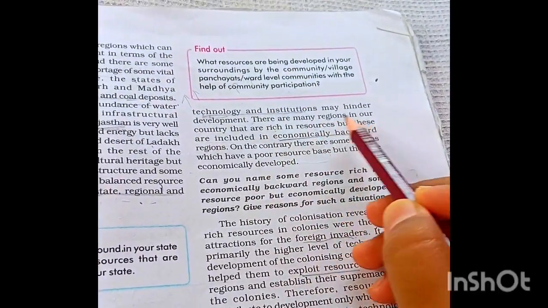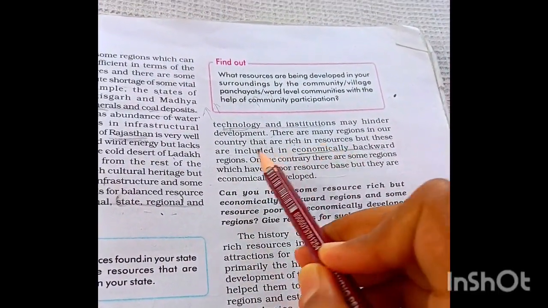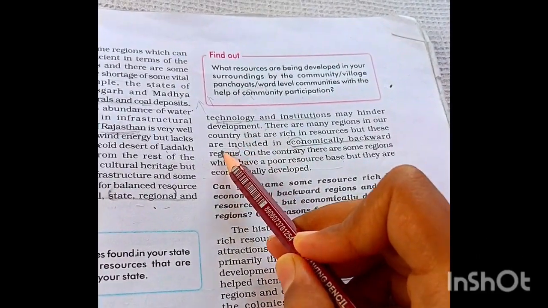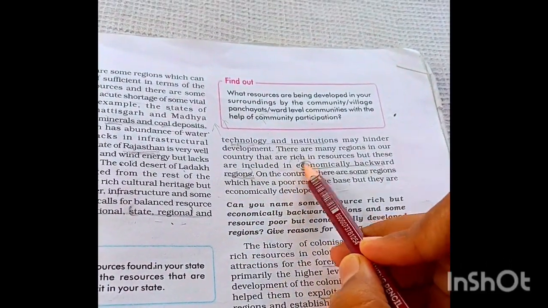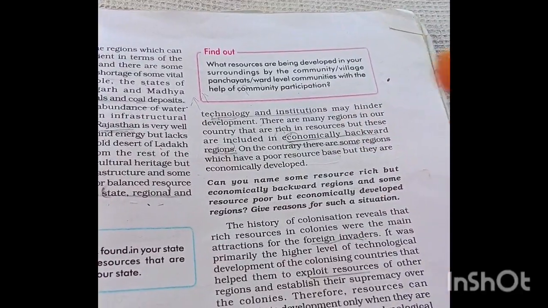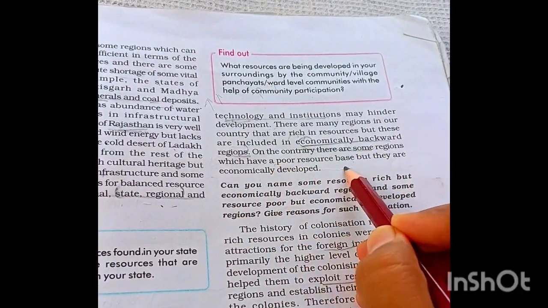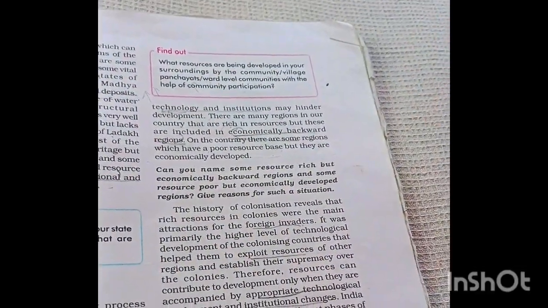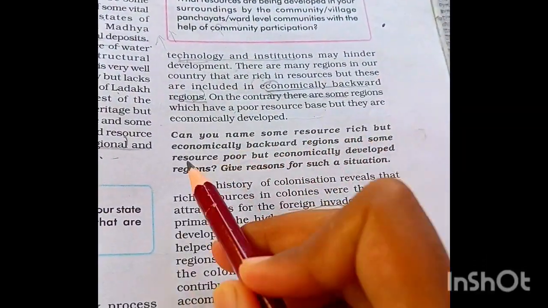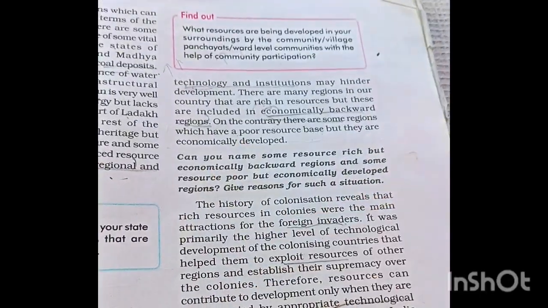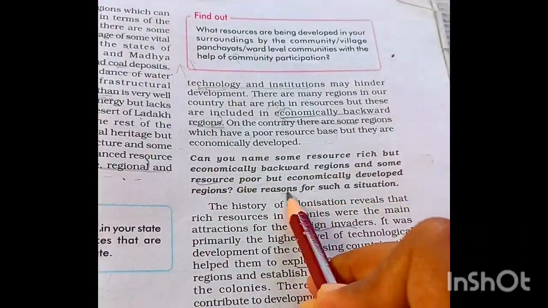There are many regions in our country that are rich in resources, but these are included in economically backward regions. That is, people are not developed there, so they are not able to utilize those resources. On the contrary, there are some regions which have a poor resource base, but they are economically developed. Can you name some resource-rich but economically backward regions and some resource-poor but economically developed regions? Guys, can you do this and tell me?